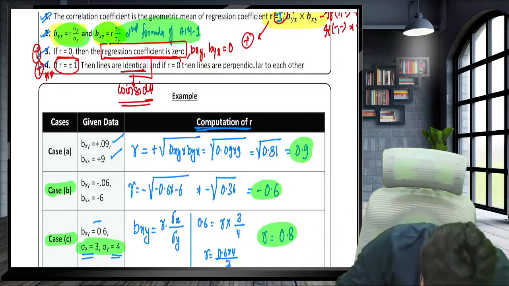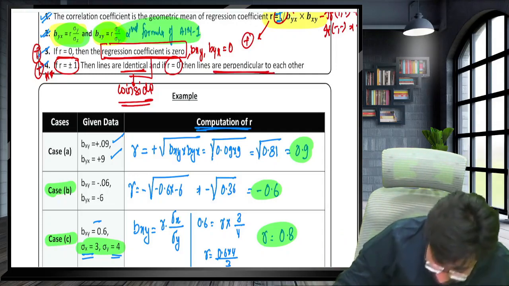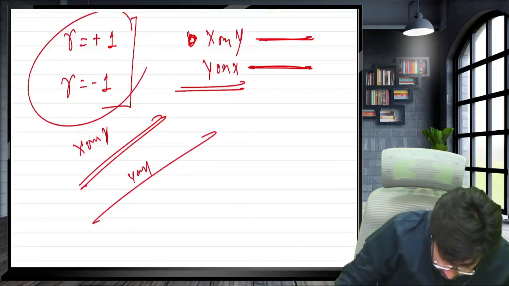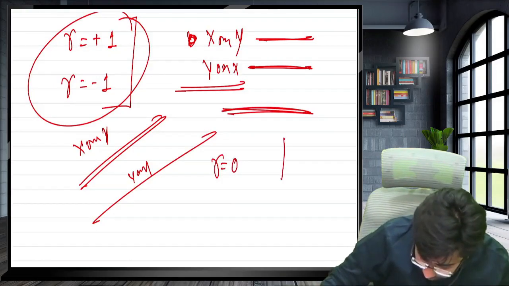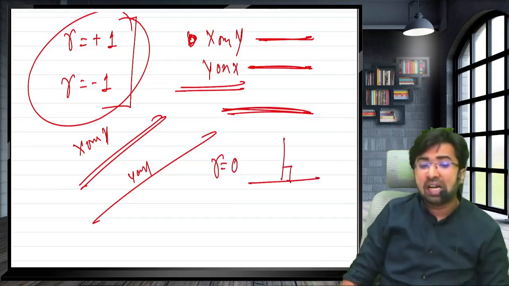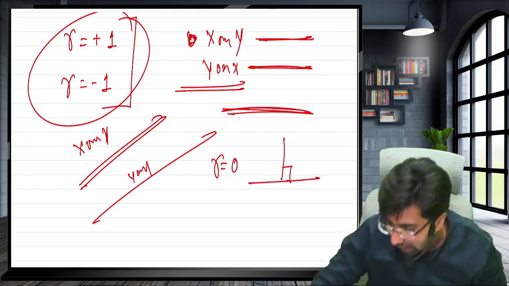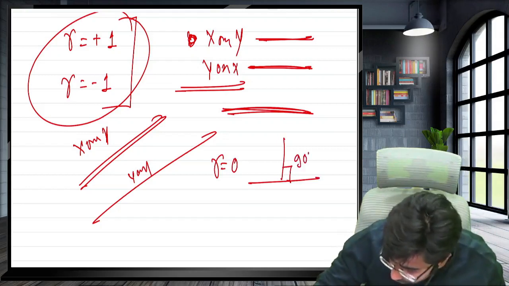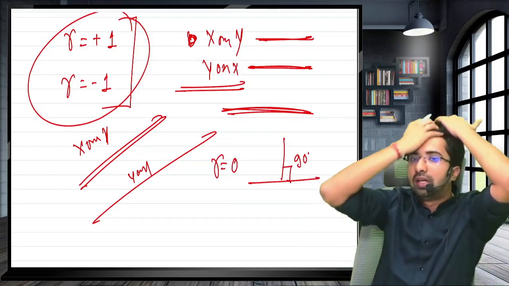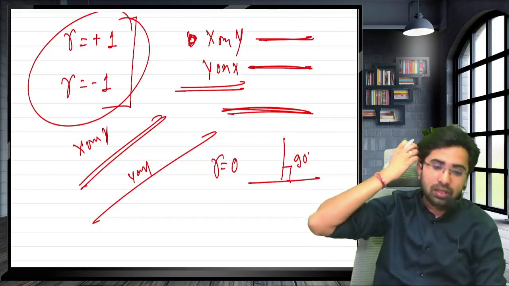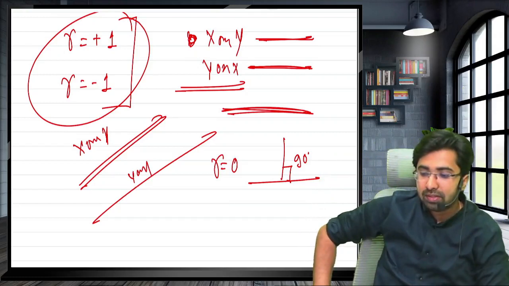If r is equal to 0, the lines are perpendicular to each other. If r is equal to plus 1 or minus 1, the lines coincide with each other. And if r is equal to 0, bx on y and by on x establish a 90-degree relationship with each other. The lines are perpendicular to each other.